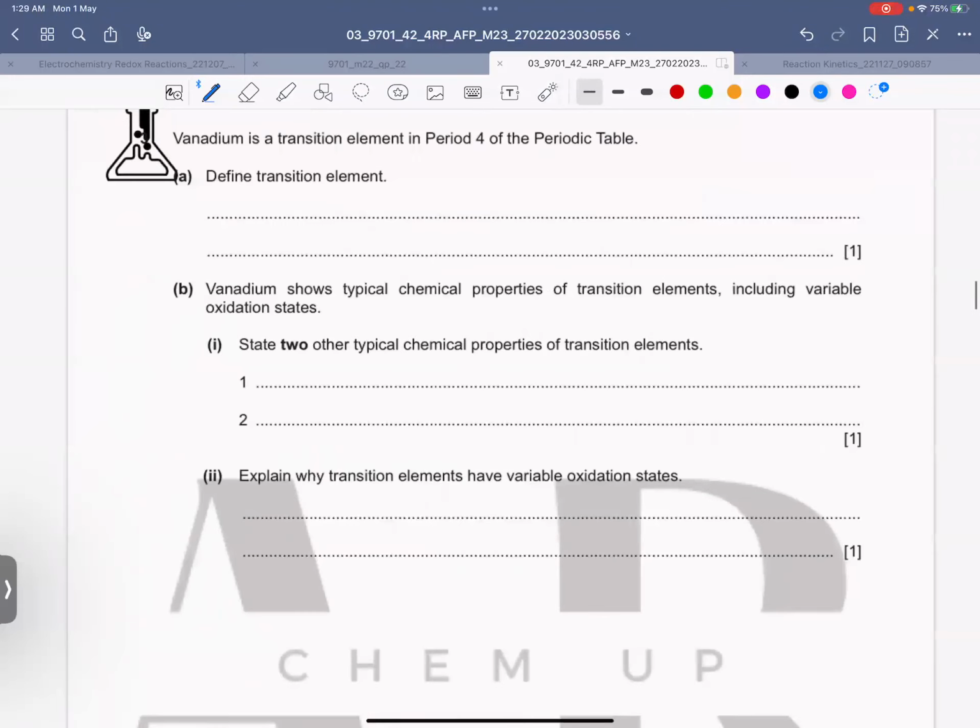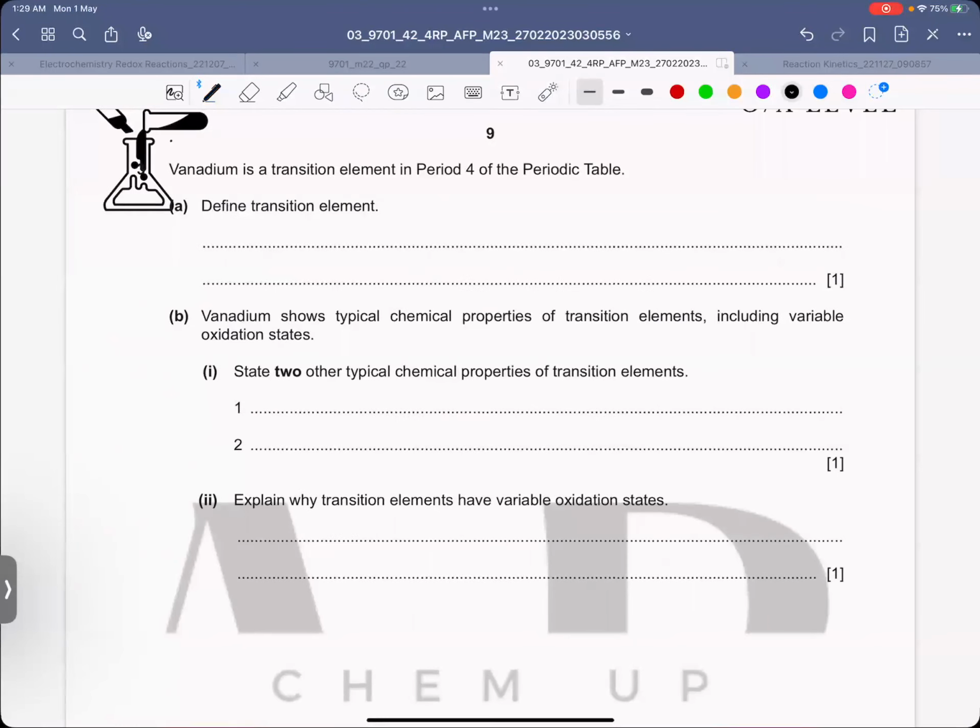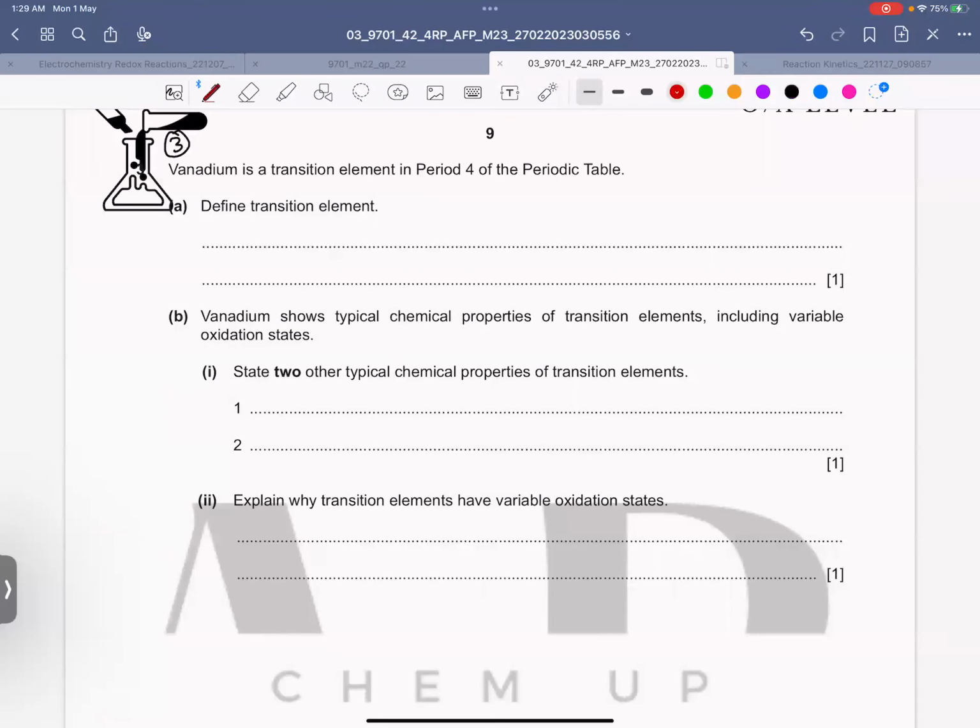Now question number 3. Vanadium is a transition element in period 4 of the periodic table. Define the term transition element. I think now all of you remember the definition, and we have discussed it in so many past papers, so I'm skipping the definition right now. Next part.